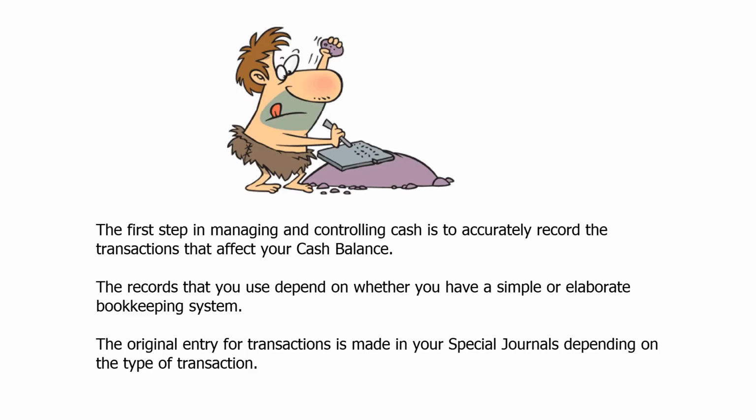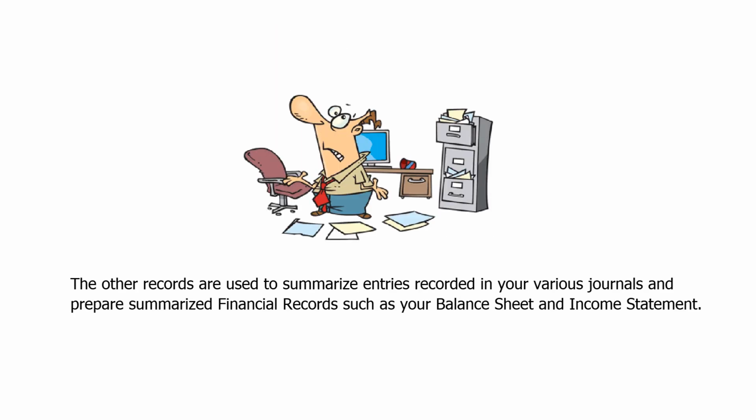The first step in managing and controlling cash is to accurately record the transactions that affect your cash balance. The records that you use depend on whether you have a simple or elaborate bookkeeping system. The original entry for transactions is made in your special journals depending on the type of transaction. The other records are used to summarize entries recorded in your various journals and prepare summarized financial records such as your balance sheet and income statement.